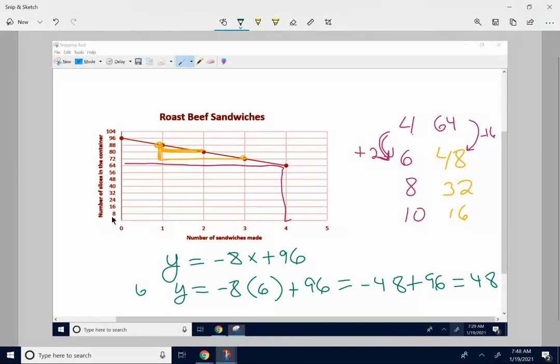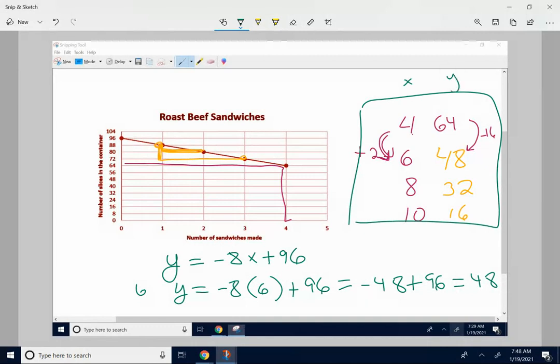We do know that on my table, the y value was the number of slices. So you could keep going with the pattern. We're going up 2 sandwiches and losing 16 slices. Let's do it again, even though they didn't ask you for it. Let's go to 12. If we went up another 2 sandwiches, we'd have to lose 16 again. Looky there, that worked out.